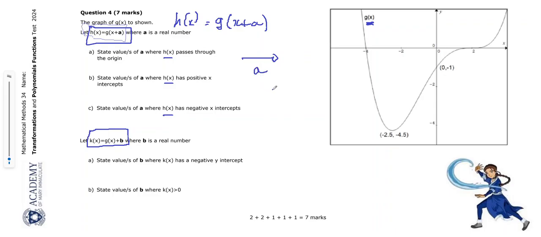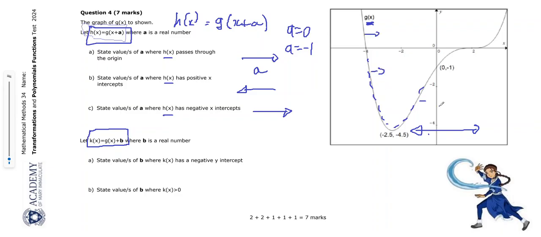If a is positive, it goes in that direction. When a is negative, it goes in that direction. So I'm taking this curve and I'm translating it sideways. So when a equals 0, we get this curve, and there are two x-intercepts at -4 and 2. If a equaled -1, I move everything 1 unit to the right, which means that my x-intercept would now be at -3, and this would be over at 3.